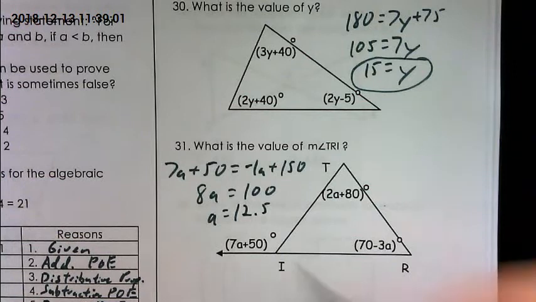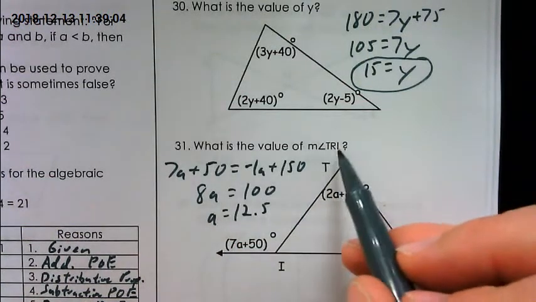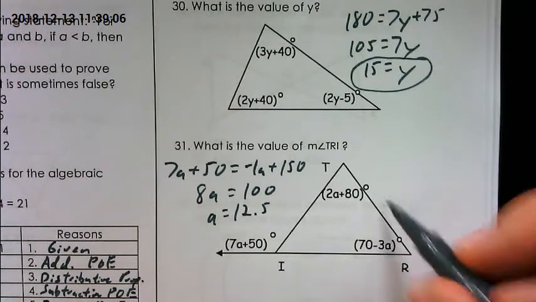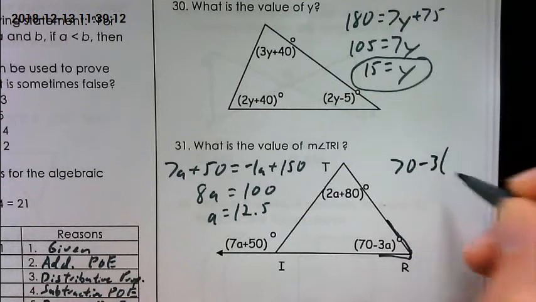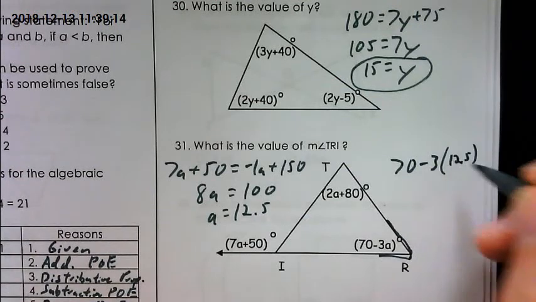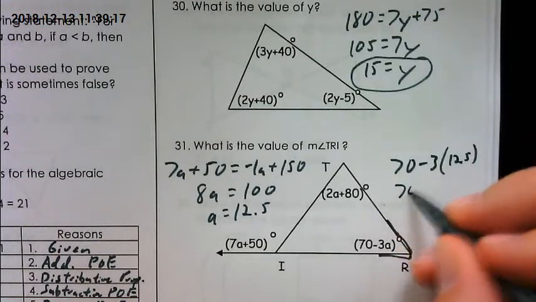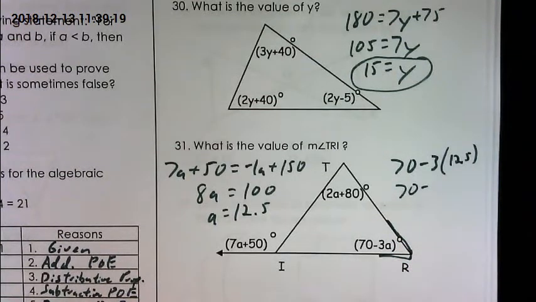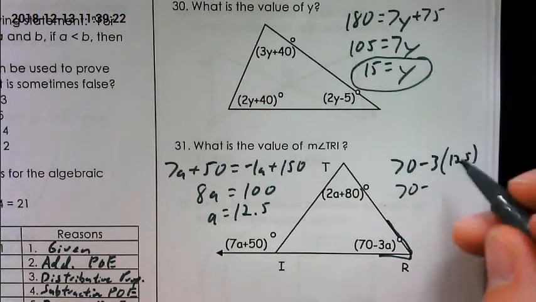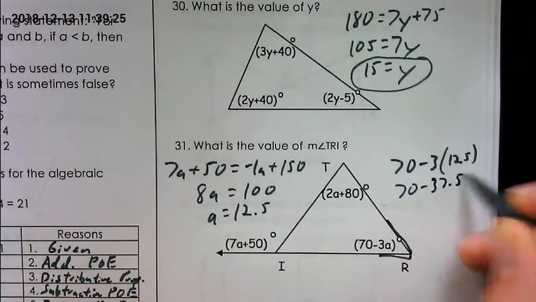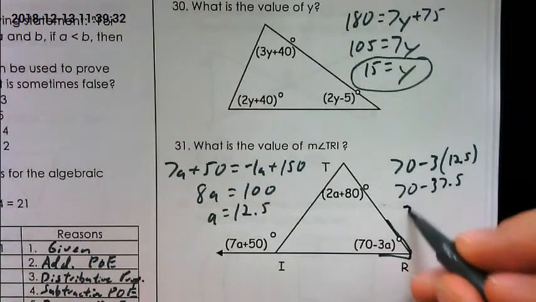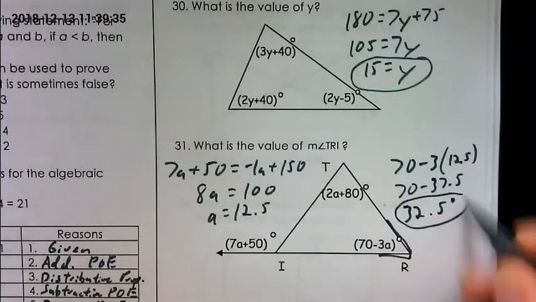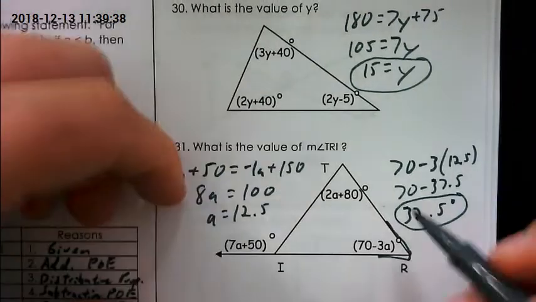And we wanted not A, but what is the value of TRI? So TRI. So we got to plug it back in for that angle. So 70 minus 3 times 12.5. So 70 minus, if I do 12 times 3, so 12.5 times 3, that's 37.5. And if I subtract that answer from 70, we get 32.5. And that would be our final angle measure for this angle.